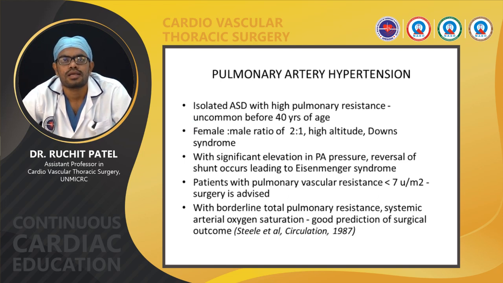Pulmonary artery hypertension is unlikely to be present before 40 years of age in cases of isolated ASD. It is more commonly found in females and those living at higher altitude, or may be associated with Down syndrome. Significant elevation in PA pressure leads to reversal of shunt, that means right-to-left shunt, leading to Eisenmenger syndrome. So for a patient with pulmonary vascular resistance below 7 Wood units per meter square, surgery is still advised. In cases of higher borderline total pulmonary vascular resistance, systemic arterial saturation is a good predictor of surgical outcomes.